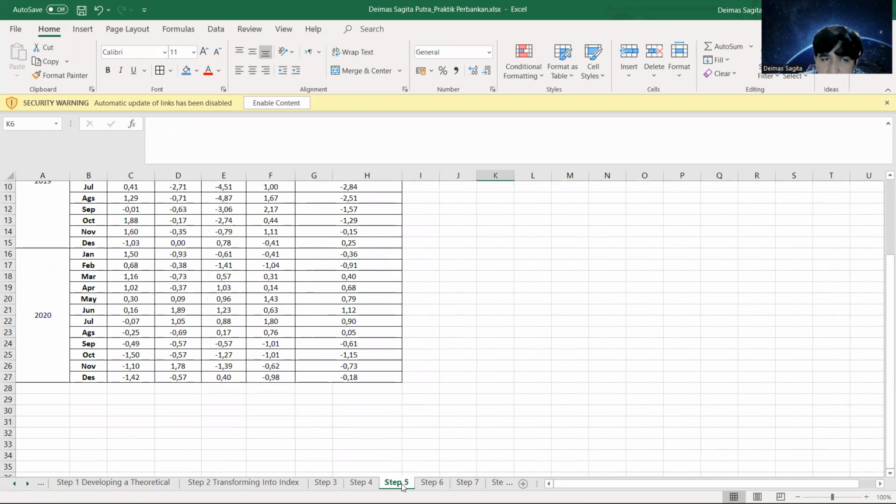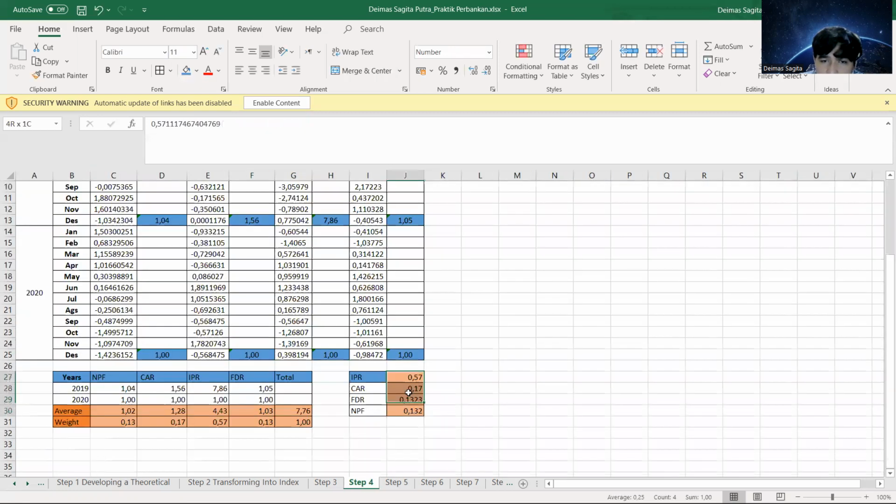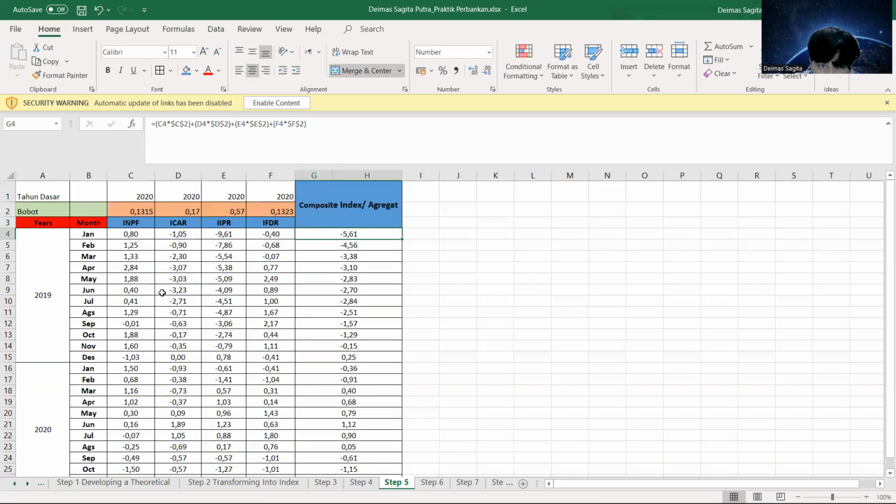Let's continue to step 5. In step 5, we try to find the composite index aggregate. The formula is INPF, or index NPF, multiplied with the weight that we got from here. The weight NPF. The weight of NPF is 0.13.